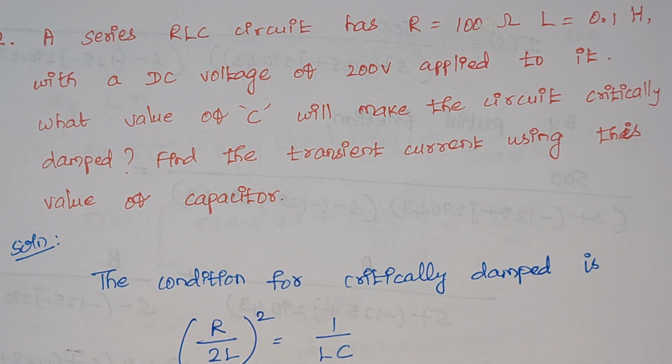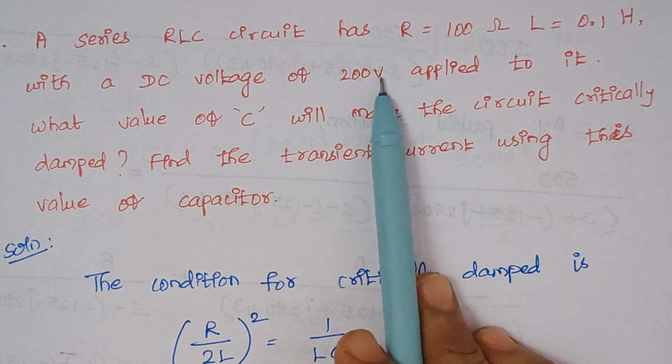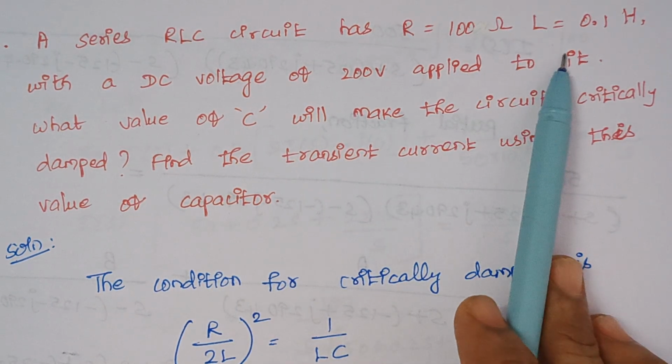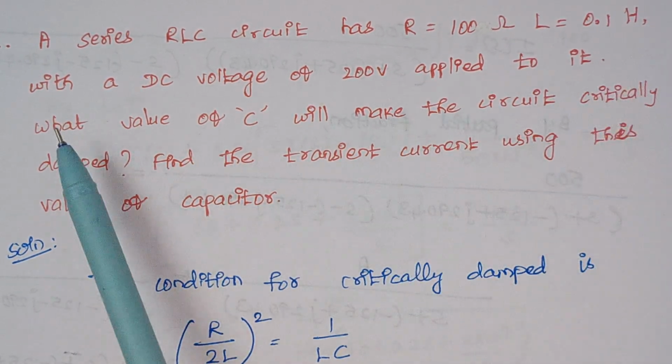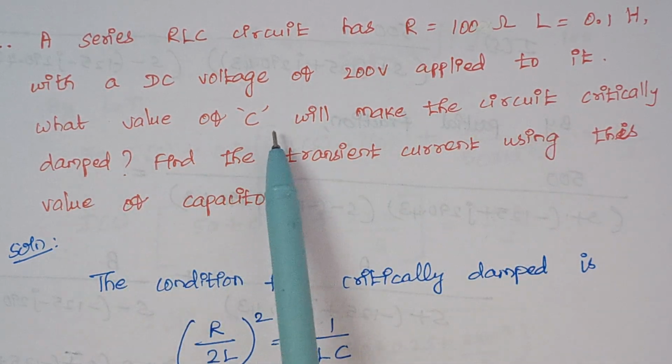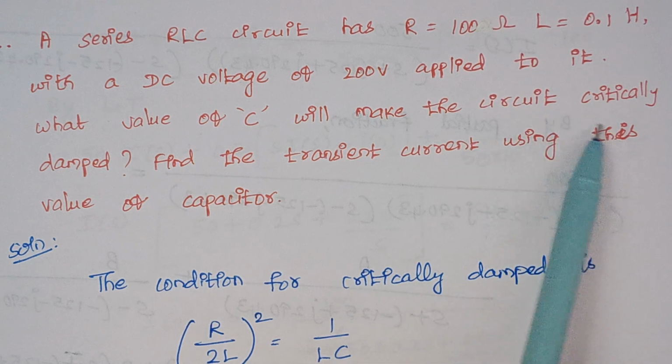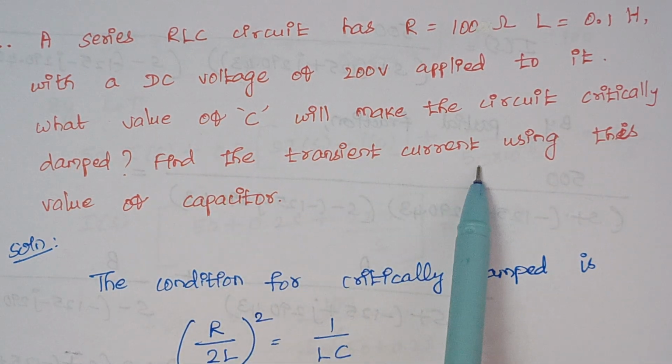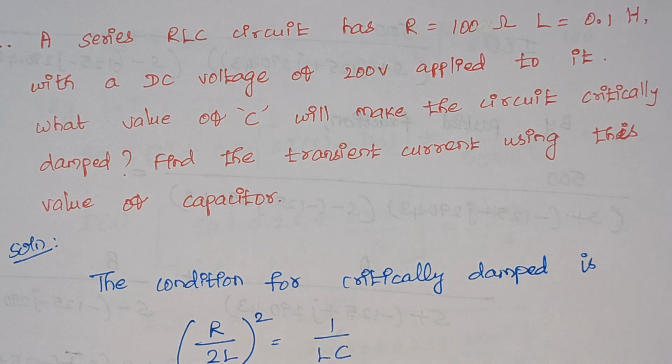Here the problem is: a series RLC circuit has R equal to 100 ohm and L equal to 0.1 Henry with a DC voltage of 200 volt applied to it. What value of C will make the circuit critically damped? Find the transient current using this value of capacitor.